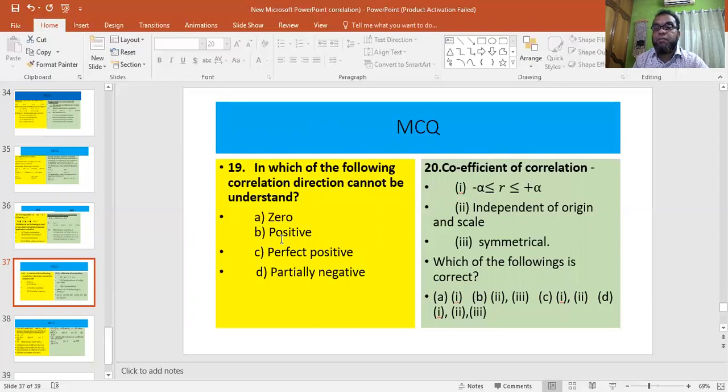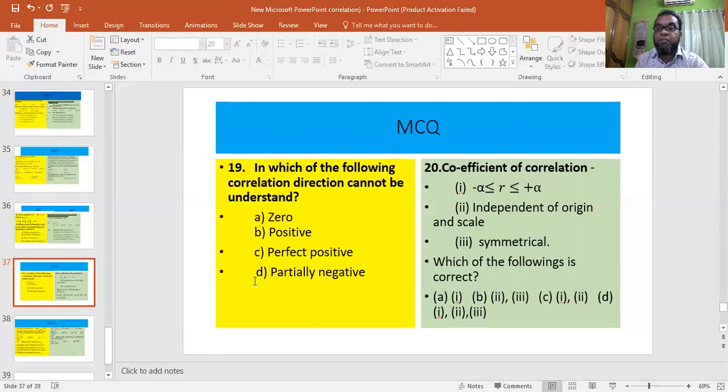Coefficient of correlation is minus infinity to plus infinity? No, this is wrong. The regression coefficient is minus infinity to plus infinity. Independent of origin and scale? Yes. Coefficient of correlation is symmetrical? Also yes. So number 2 and 3 are correct. Where are number 2 and 3? In B. Question number 20, B is correct.